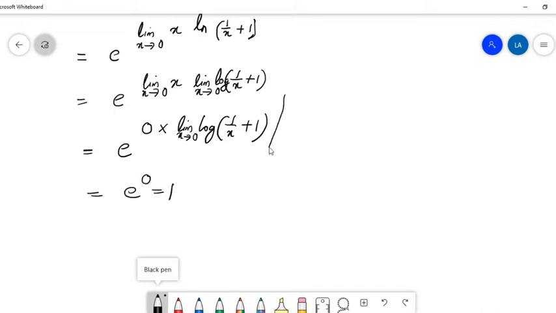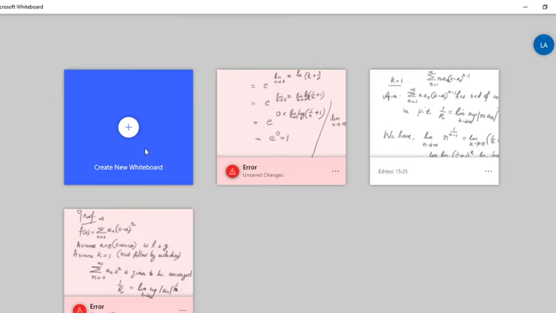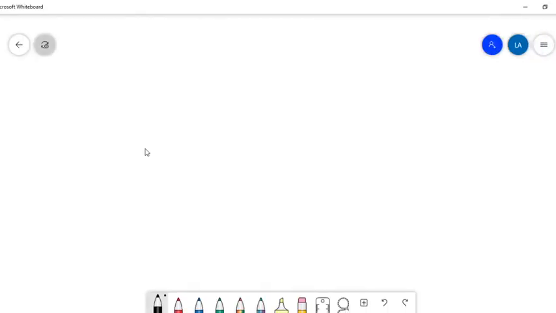So now we just said limit of n tends to infinity n raised to 1 by n minus 1 is equal to 1. This is what we proved. Now we have to use this as we move on into the proof.